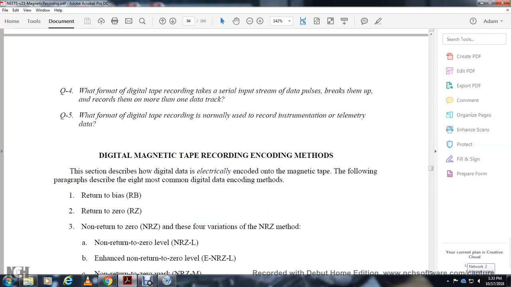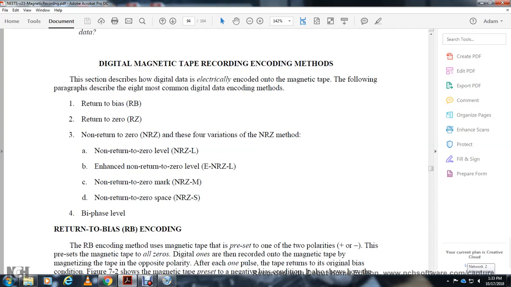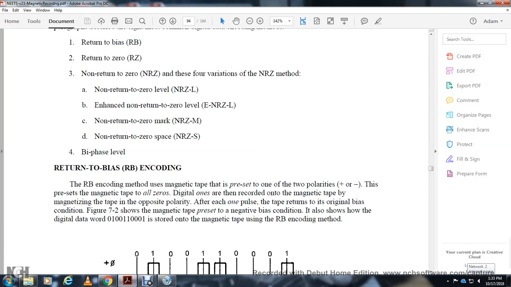Digital magnetic tape recording coding method. This describes how the digital data is electrically coded on the magnetic tape. Describe the most common digital data encoding methods: return to zero and non-return to zero. There are four variations of non-return to zero: non-return to zero level, non-return to zero mark, and non-return to zero space. Return to bias encoding is a method where the magnetic tape is preset on one of two polarities, positive or negative.